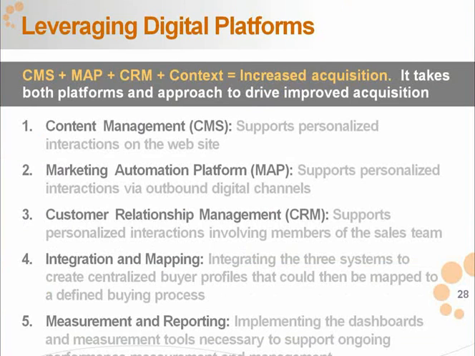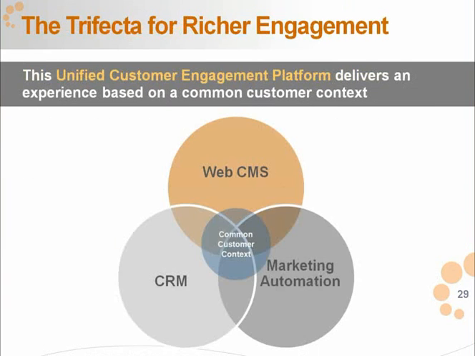So regardless of if the customer is getting an email or going to your website, the experience and the message is the same. And we look at it from this perspective. Typically, content management, CMS, CRM, and marketing automation work together to create this unified engagement platform, as we call it. The key thing here is a common customer context. Now, that common customer context is really about the profile of the customer.